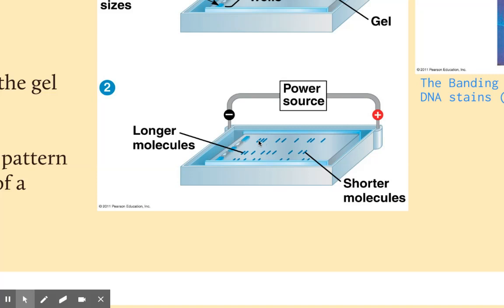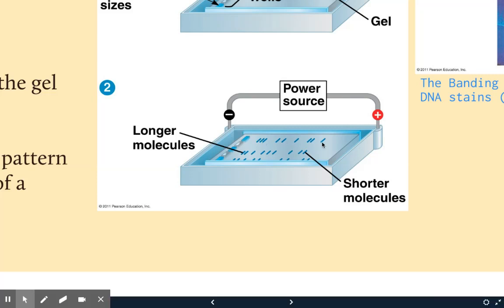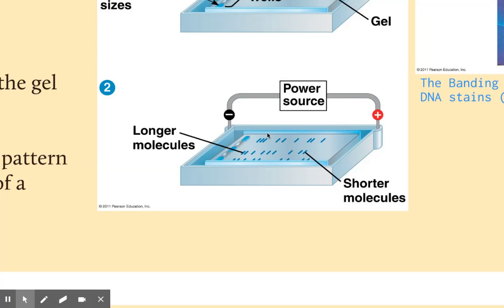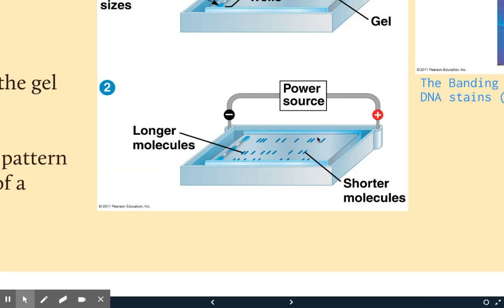And what you can look at is the way things move. So the bands that you see that are further from the well, those are the shortest or smallest DNA fragments because they were all moving for the same amount of time, 5 to 10 minutes, but some of these fragments are moving faster than others. And the reason they're moving faster is because they're smaller fragments. So this would be my shortest or my smallest fragment of DNA. And then the one closest to the well, this is my largest piece of DNA. So it moved the slowest. And then you have all these intermediate ones.